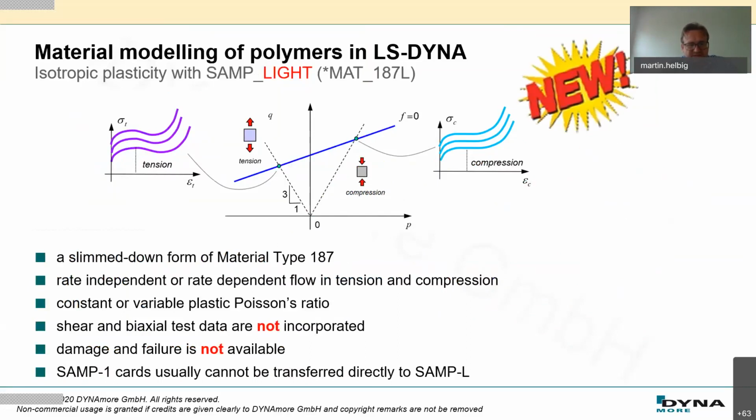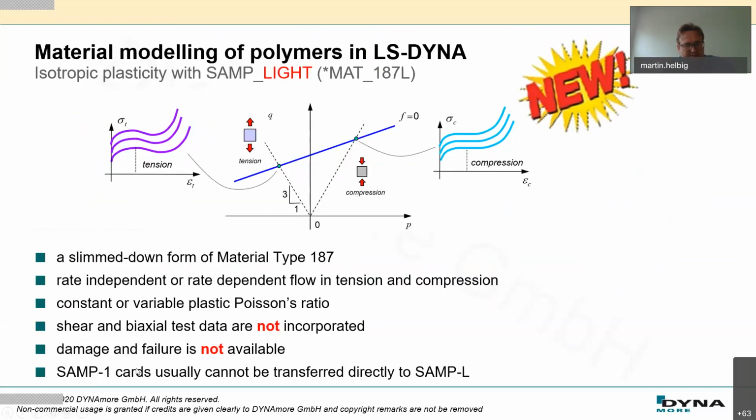It is also strain rate dependent, but you can also put in a second strain rate dependency on the compression. This is a difference to SAMP. You can use a constant or a variable plastic Poisson ratio. The shear or biaxial tests are not incorporated, so they are not taken into account. And also damage or failure is not available in the SAMP-Lite model.